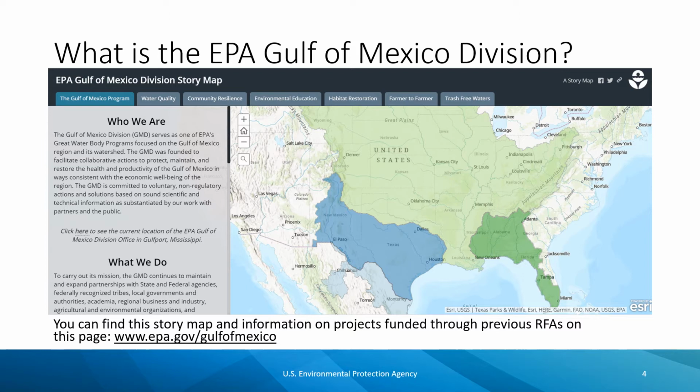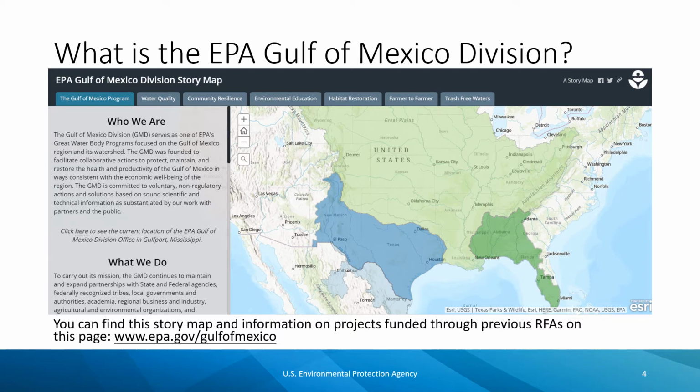What is the EPA Gulf of Mexico Division? GMD is one of the EPA's Great Water Body programs and is focused on the protection and restoration of the health and productivity of the Gulf of Mexico. GMD activities are centered around voluntary partner-driven projects. All projects funded must focus on at least one of the four EPA Gulf of Mexico goals. They are improving water quality, restoring habitat, enhancing community resilience, and increasing environmental education and outreach.